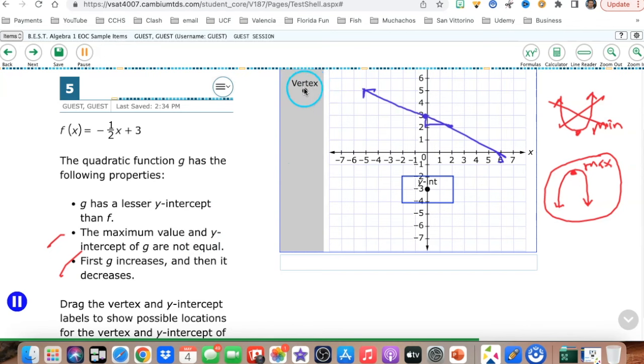So my vertex is the maximum value, right? We said that this vertex is the maximum. We just put it somewhere up there. All right, the y-intercept is less, and these two are not equal. Now when my graph goes, it's going to go up and it goes down, right? According to this graph. Let's go next.